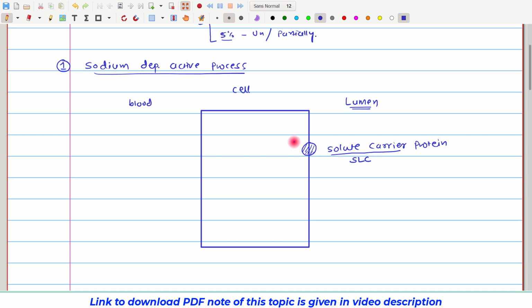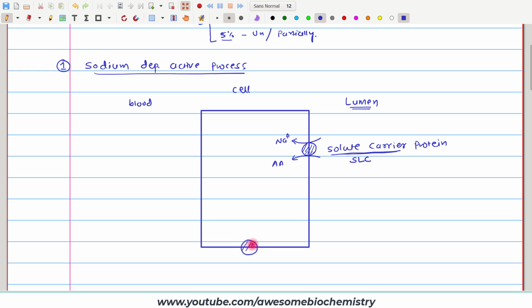This protein transports sodium as well as amino acid in the same direction, that is from the lumen towards the cell. This solute carrier protein does not utilize ATP directly, rather it utilizes ATP indirectly. How? On the basolateral side of the cell membrane, there is one more transporter protein called a sodium potassium ATPase. It utilizes ATP and sends 3 sodium out of the cell and 2 potassium inside the cell.